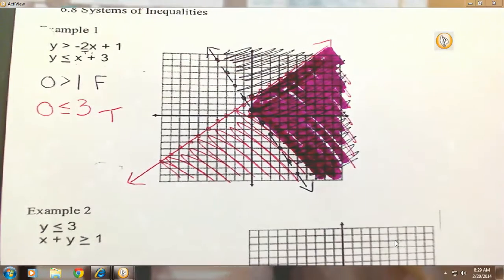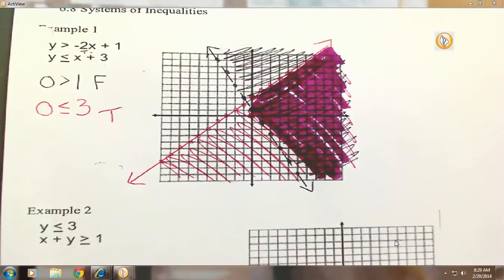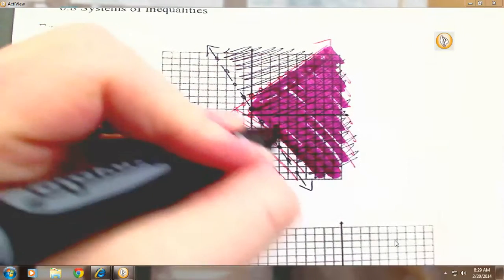On your papers, please make sure, homework, quiz, test, doesn't matter, make sure it's very obvious where your shadings overlap. I shouldn't have to guess where you want me to think your answers are.